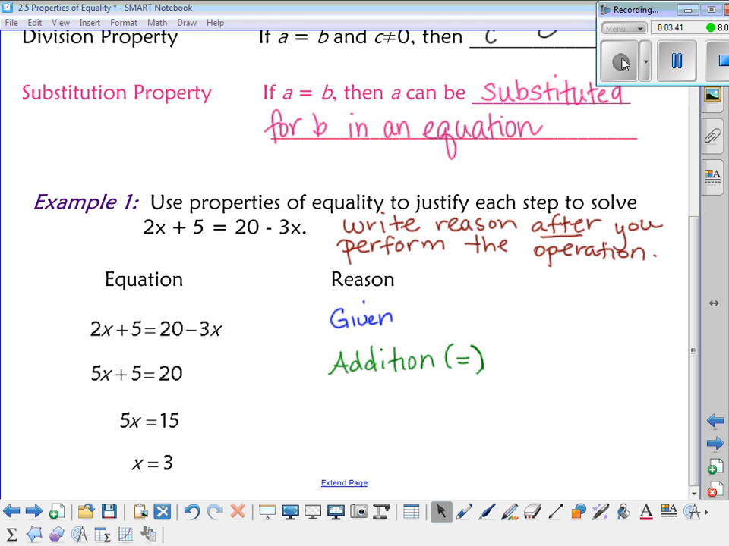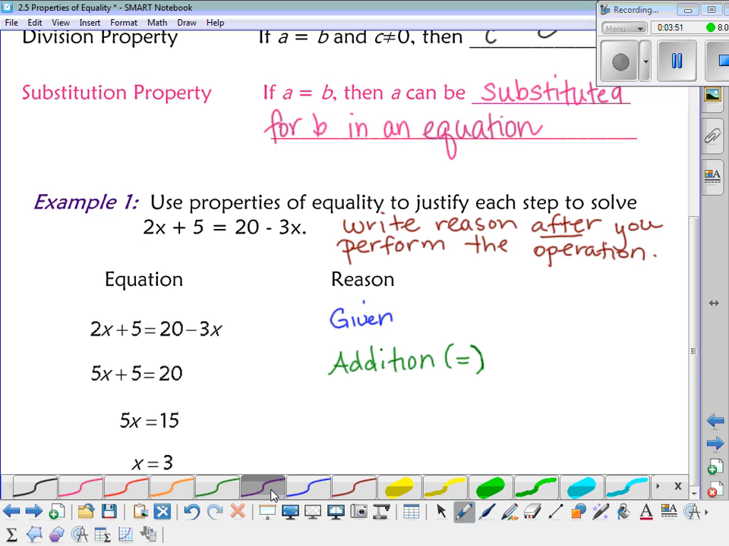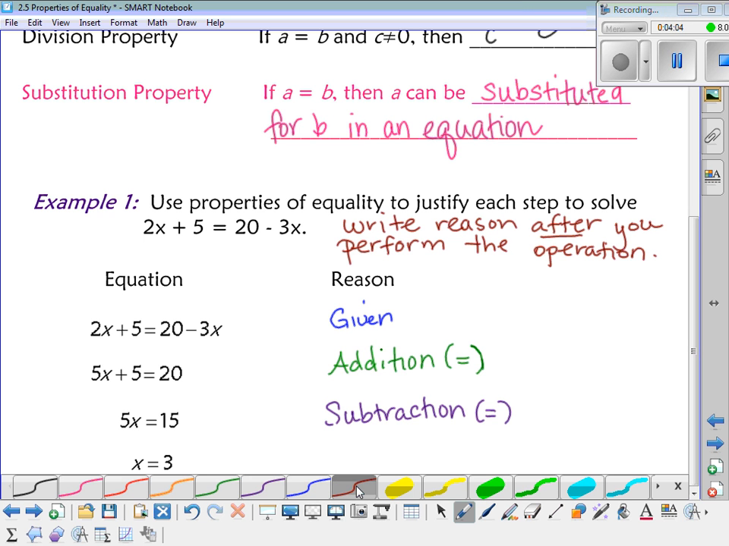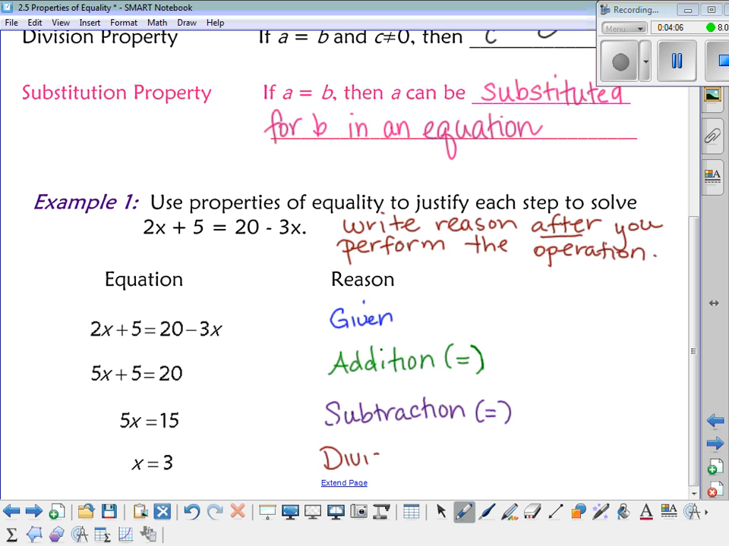Okay, so now I look at when they're going from step 2 to step 3. Now I have 5x equals 15. So what did they do? It looks like they subtracted 5 from both sides. So what lets you do that? The subtraction property of equality. And then finally, if I look at the last step, what did they do? They divided both sides by 5. And what allows me to do that? The division property of equality. And so there you have your first basic proof. It's an algebraic proof, but a proof nonetheless.